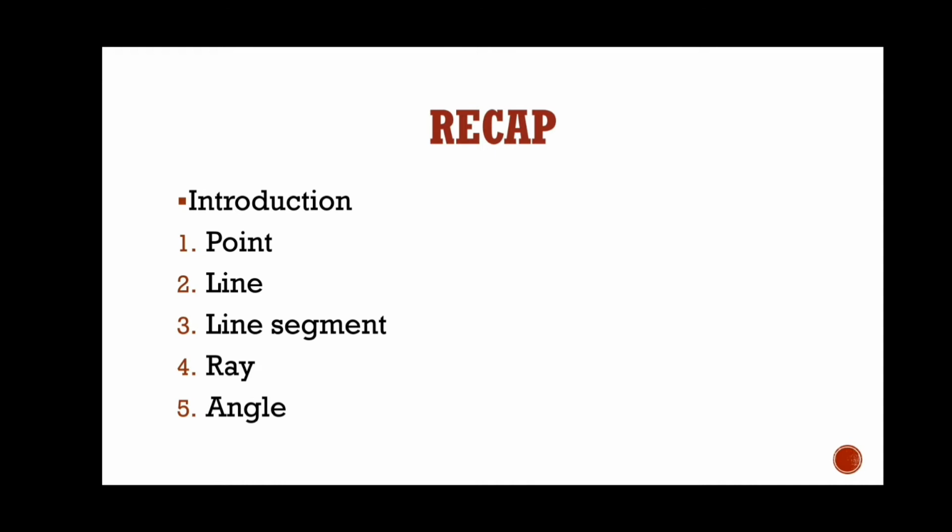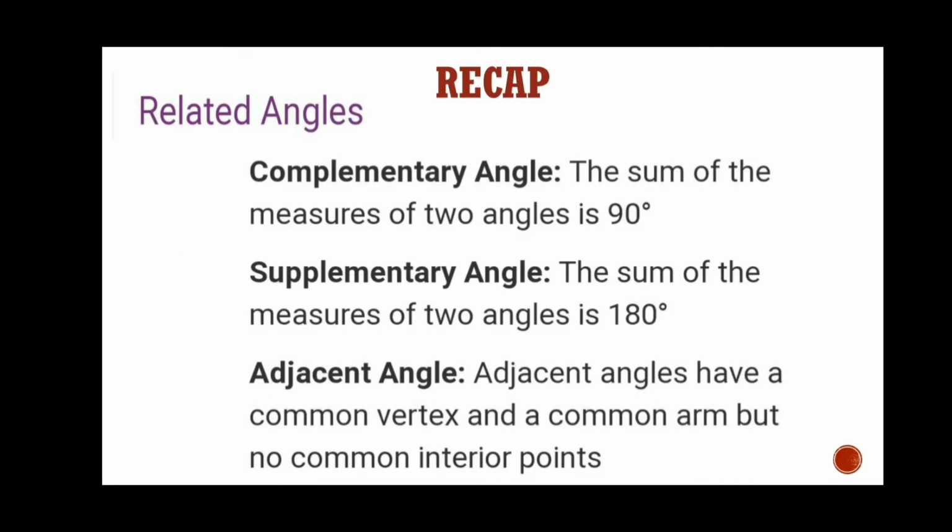In the previous video, we have learned the first topic, introduction, in which we have learned the point, line segment, ray and angle, which you have already learned in your class 6th also. Then we have learned the most important topic of the chapter, that is related angle. In that we have learned complementary angle, which is the sum of the measure of two angles is 90 degree. Supplementary angles, where the sum of the measure of two angles is 180 degree. Adjacent angles, where adjacent angles have a common vertex and a common arm but no common interior points.